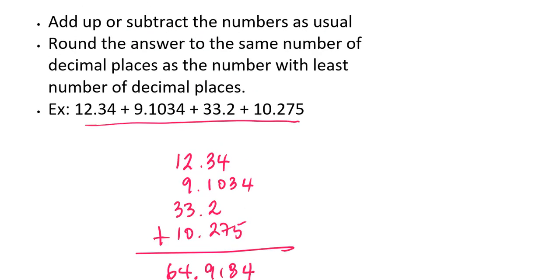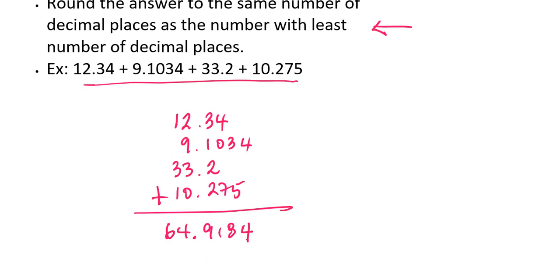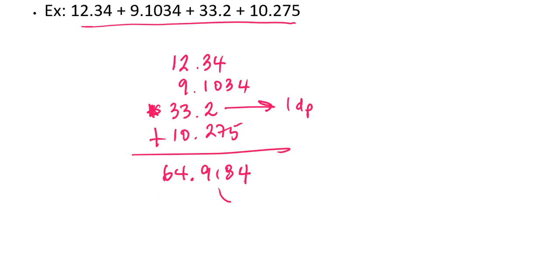Now, again, remember the rule, you're going to round the answer to the same number of decimal places as the number with the least number of decimal places. Well, out of the four numbers that I've added together, this number, 33.2, only has one decimal place, and it has the least number of decimal places of all the numbers that I've added together. So that means that I have to round this answer to one decimal place. So that would mean I have to stop recording the number here. If that's the case, then I have to use the digit immediately to its right to decide what to do with the number.